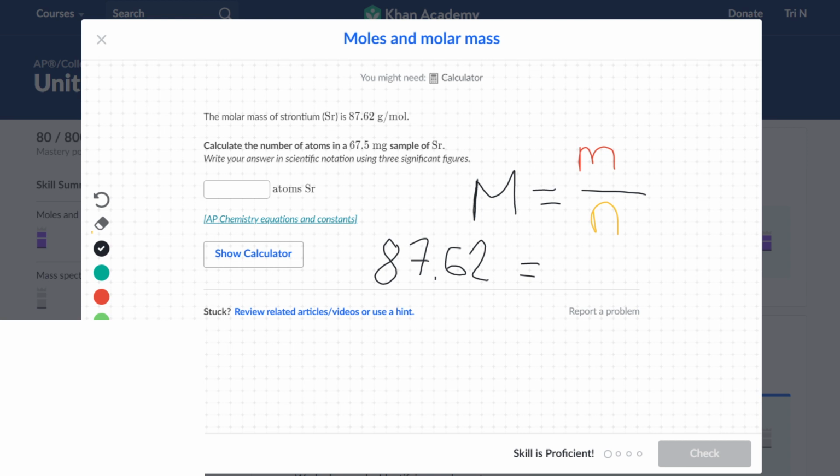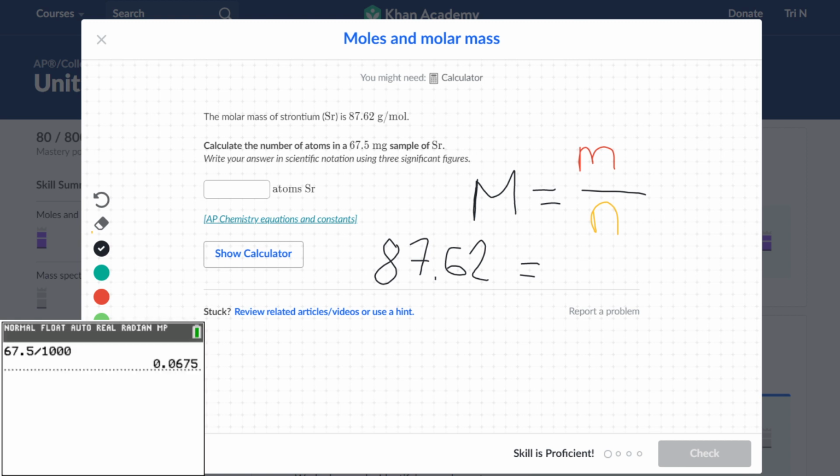So let's put it in my calculator right here. 67.5 divided by 1000. And that should give us 0.0675. It should show down here. So that should be 0.0675 grams. So 87.62 is equal to 0.0675 over n. So how are we going to find n?